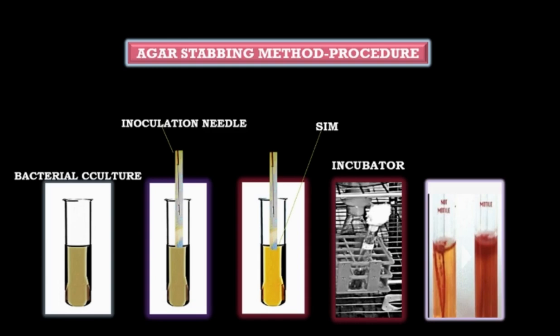After 24 hours, you find a black precipitation in a test tube, which shows the motile positive bacteria. You see this black precipitation which shows the motile positive bacteria, motile, non-motile.